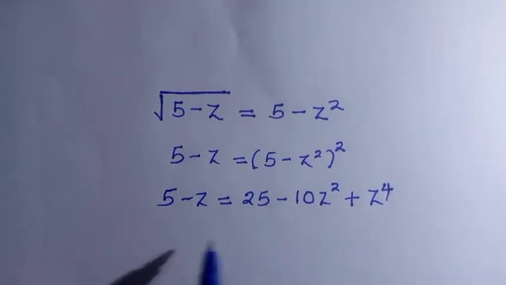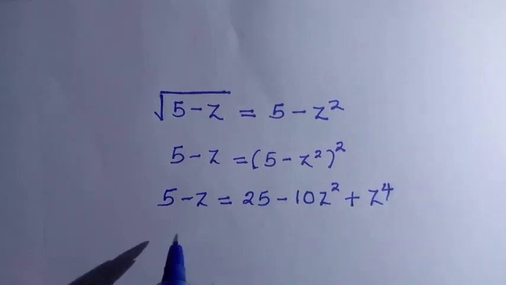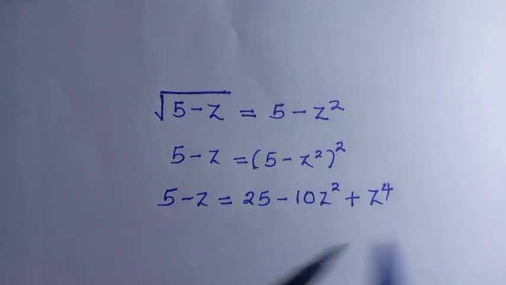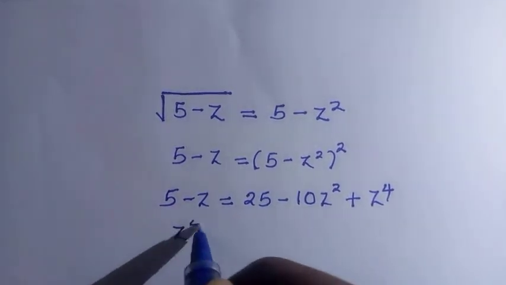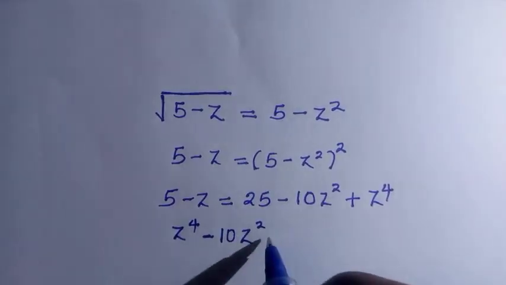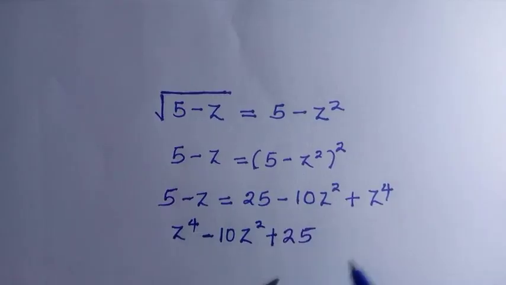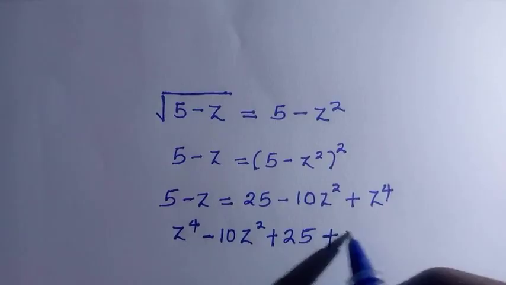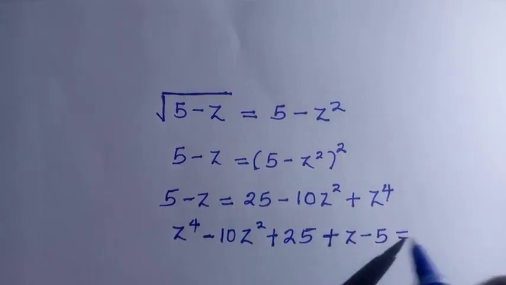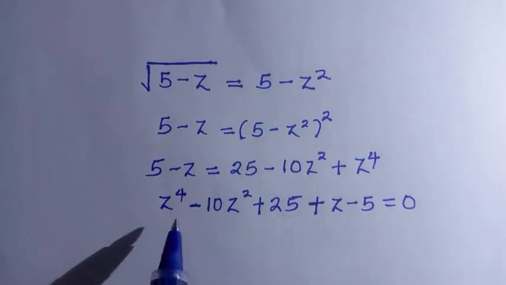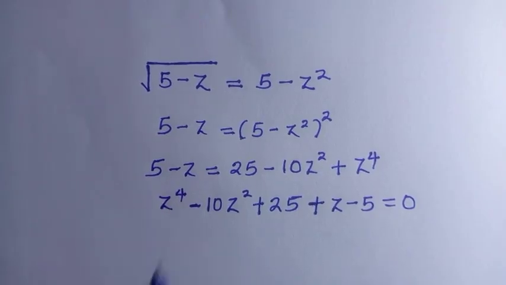So the next thing is we are going to collect the like terms, or let's say we take everything to one side, just to have everything equal to 0. By doing that, we have z raised to the power of 4 minus 10z square plus 25 minus 5, or let's say plus z minus 5 equals 0. Here is what we are going to have. And this one is just like a quadratic equation because we have z raised to the power of 4.